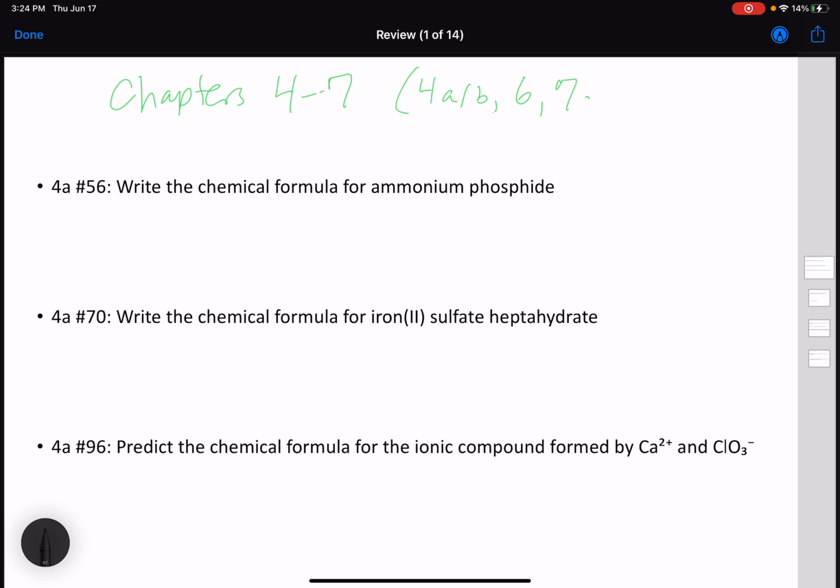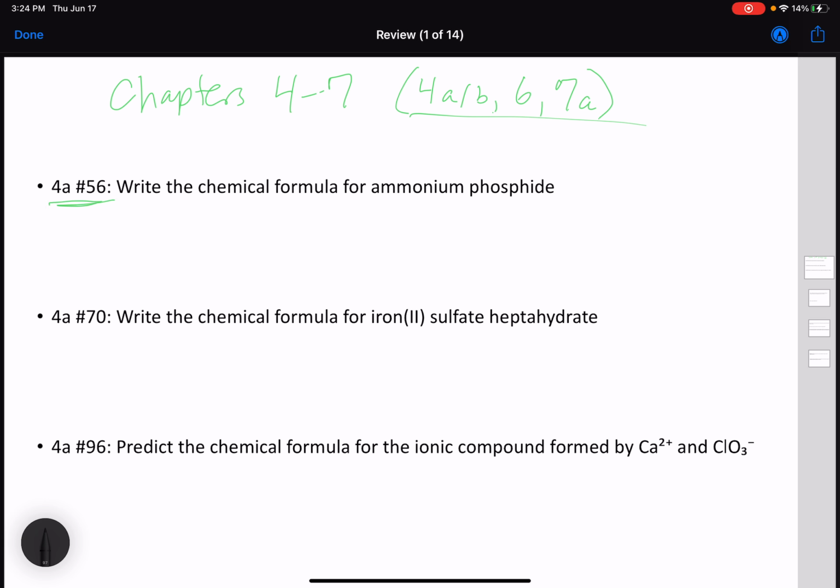And on this test, we're just going to be covering chapter 7, part A. So that's some of the homework problems that I'm going over. So chapter 4A was all about nomenclature. And so I'm just going to go over a couple of nomenclature problems, particularly with ionic compounds.